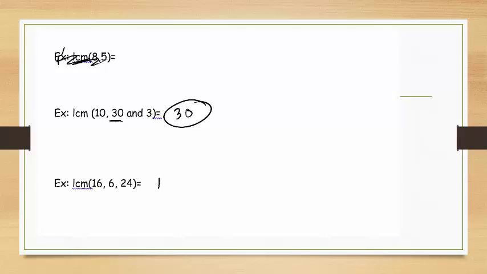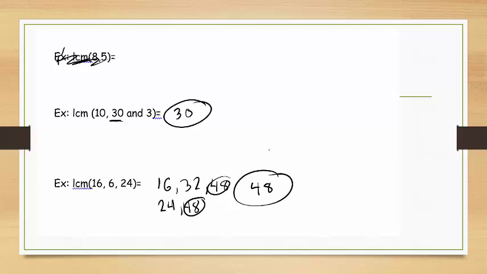So if I start listing multiples of 16, then I'm going to list multiples of 24. And really, the first number they have in common is 48. So 48 is a multiple of 6. I'm done. And it is. So the least common multiple is going to be 48.